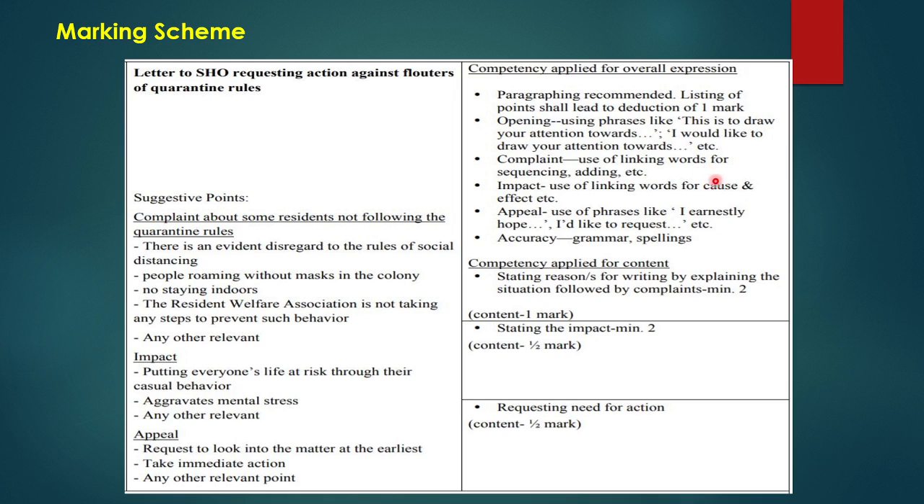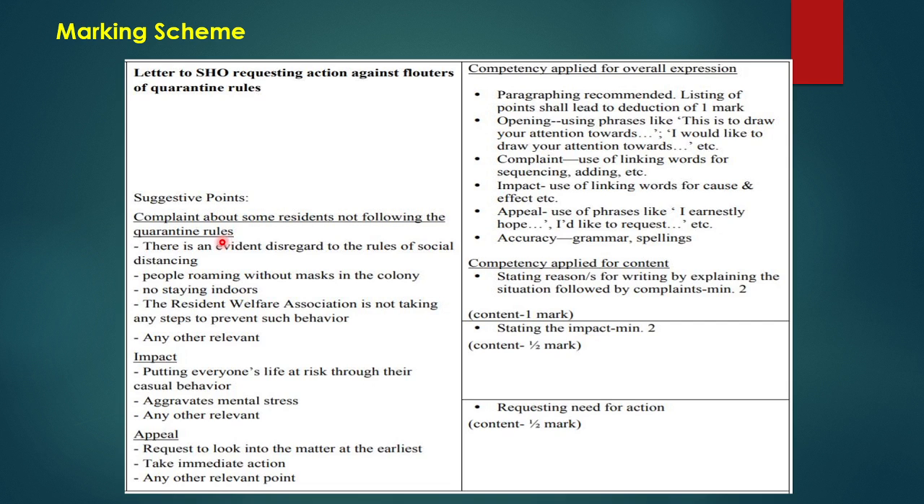Use linking words for the complaint, connecting one sentence to another. Complaint here means talking about the problem. Then you have to talk about the impact, which obviously is the effect. Again, use linking words for cause and effect. After that, appeal. Here you are appealing and giving suggestions that according to you this should be done. And then the last line, like 'I earnestly hope' or 'I would like to request'; use phrases like this. And then grammar and spellings will be checked obviously.